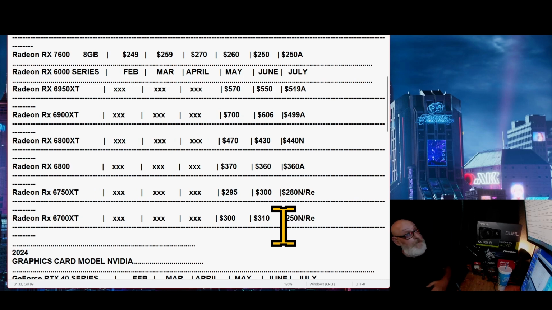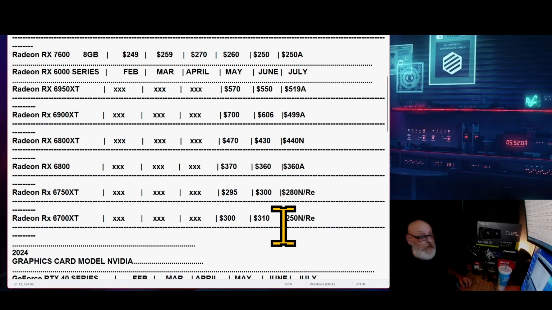I'm on a 40 series model, so I'm hoping it'll carry me another 3.5 years. I really do. And if it does, then I'll be happy, because it's going to carry me that long. So let's move on to the 6900 XT.